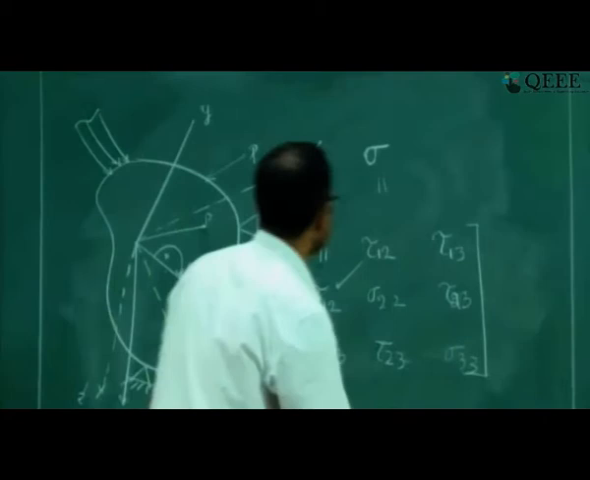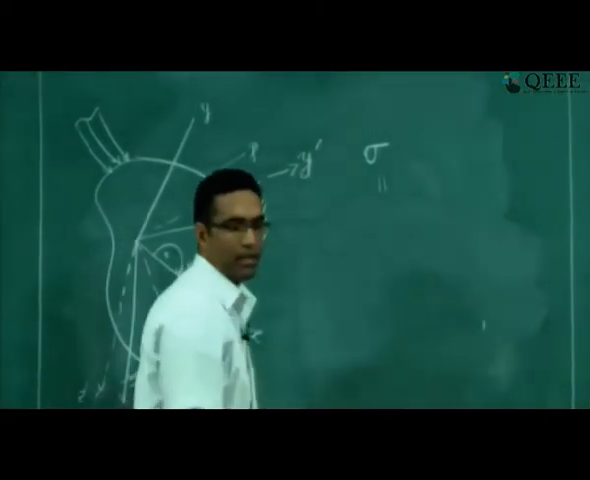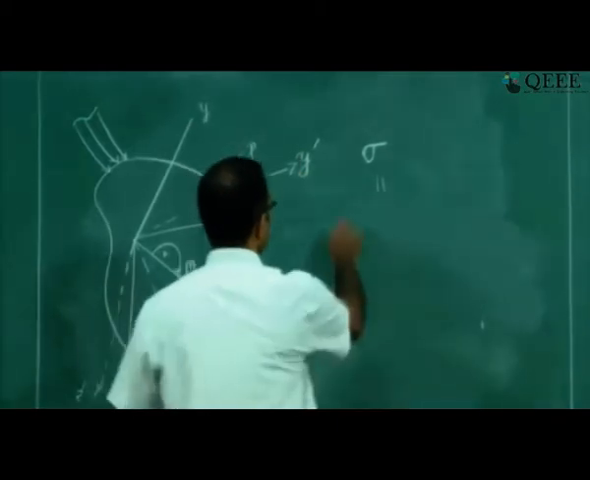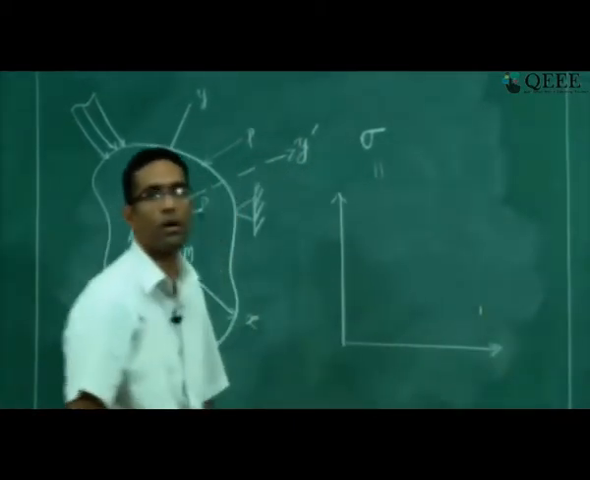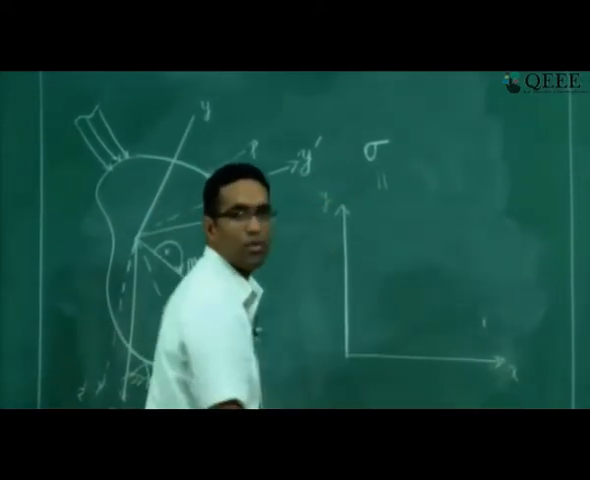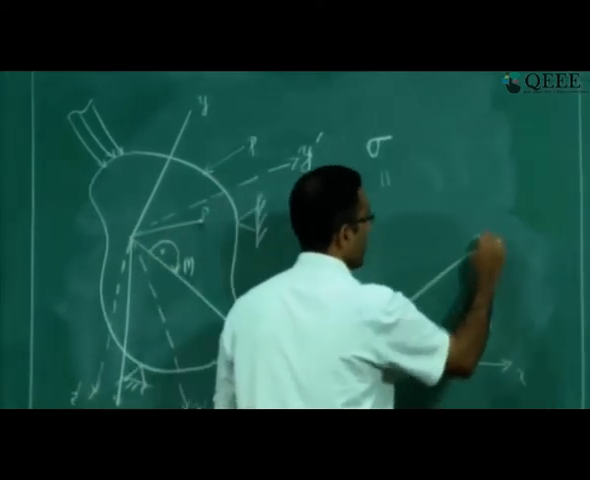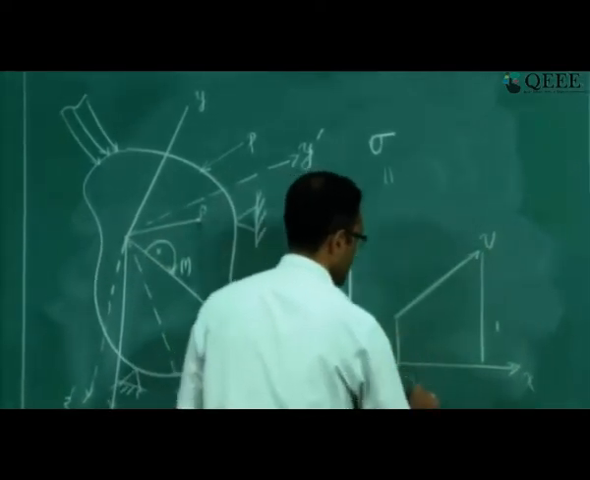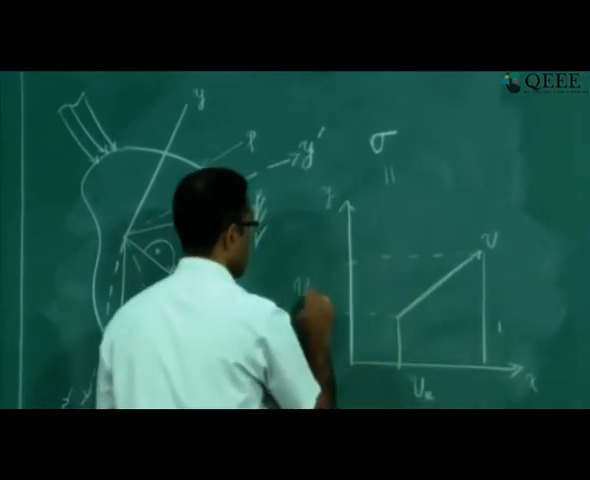So to give you a better example, a useful example is to look at the velocity vector. The velocity vector is much easier to comprehend than the stress tensor. So let's take a coordinate system xy and let's talk about a vector v, which is nothing but the velocity. It has two components, vx and vy.